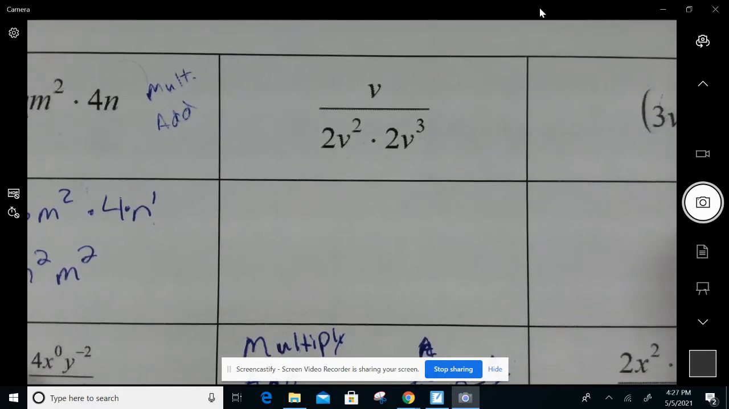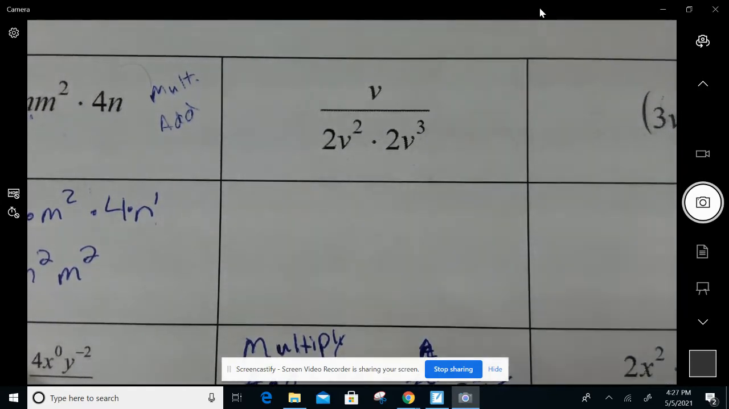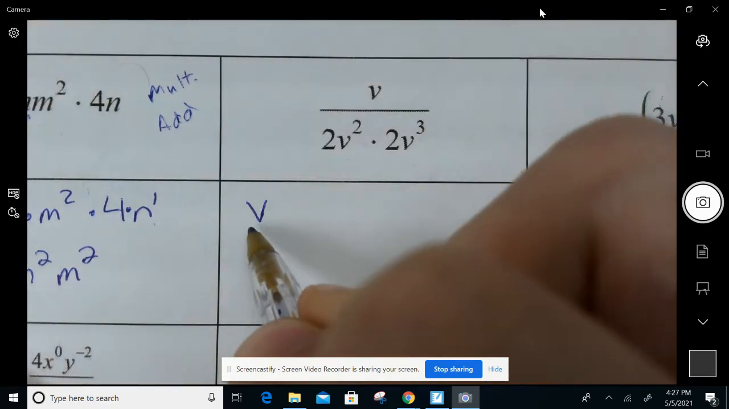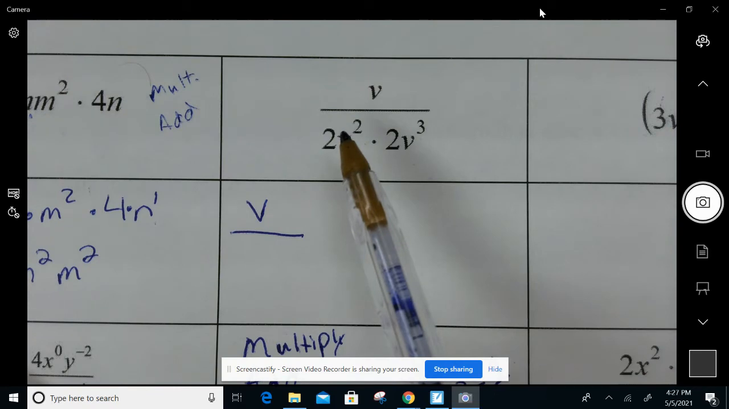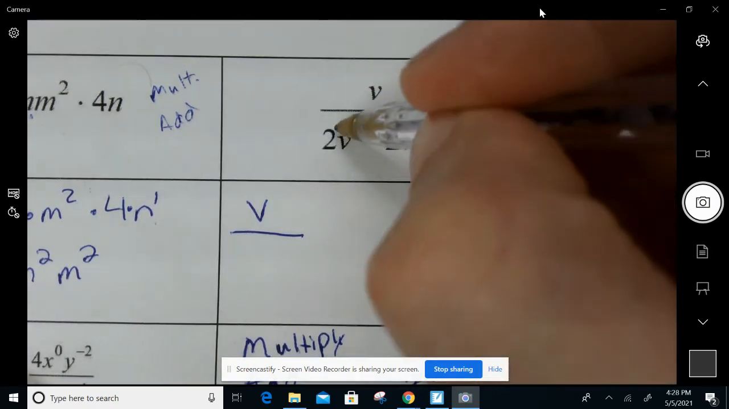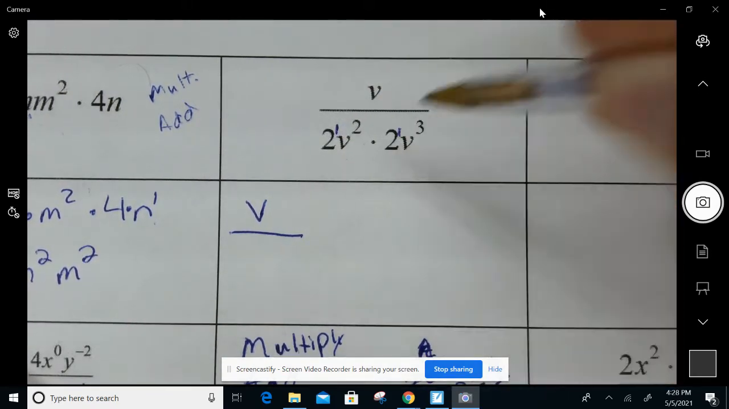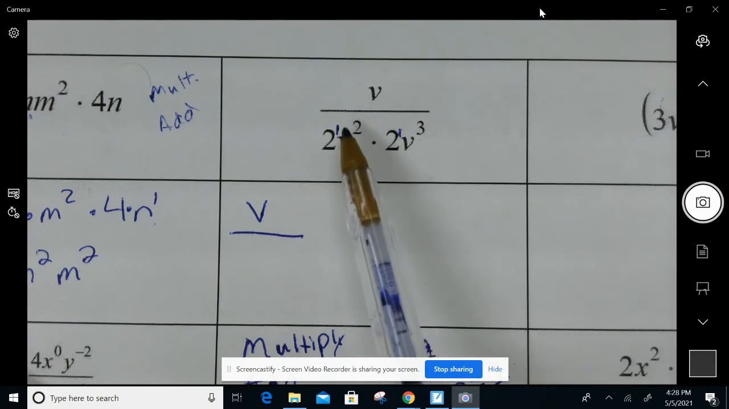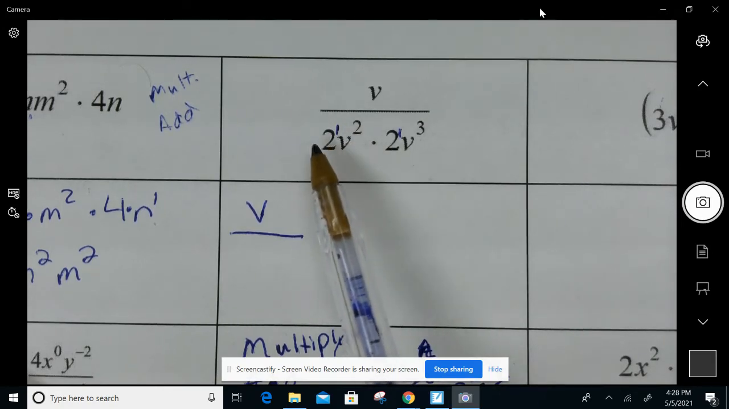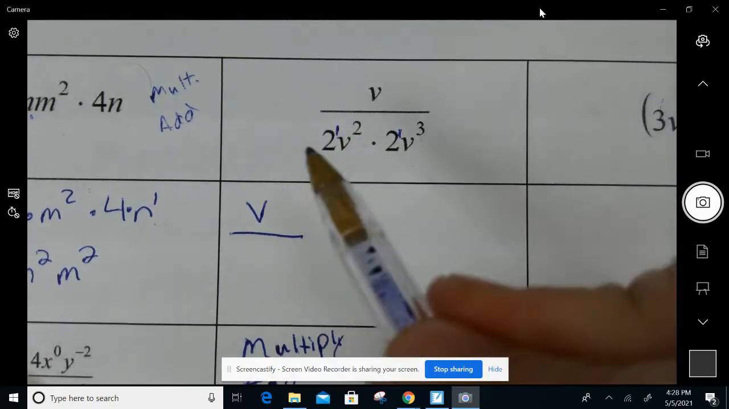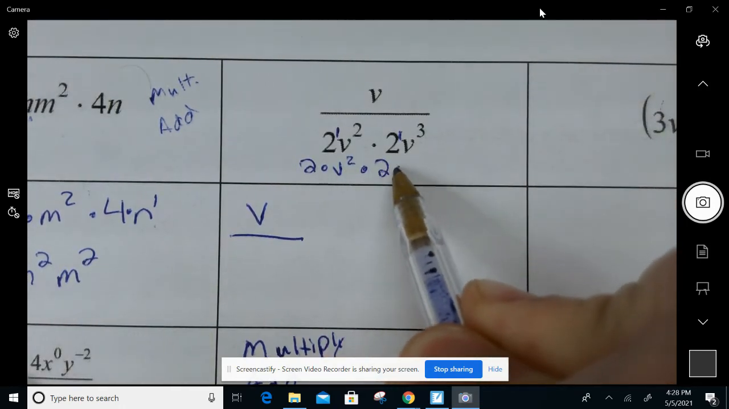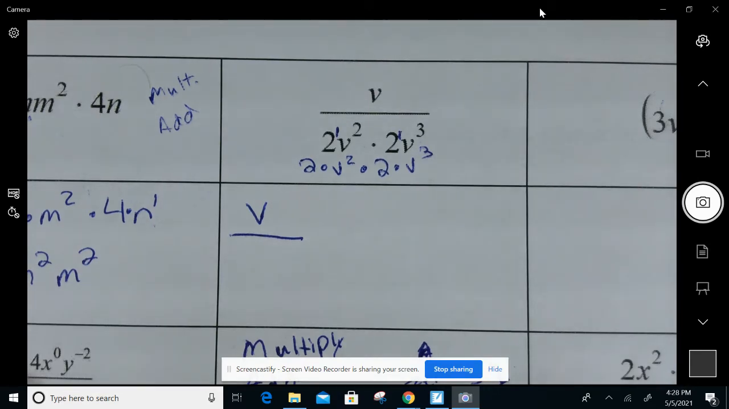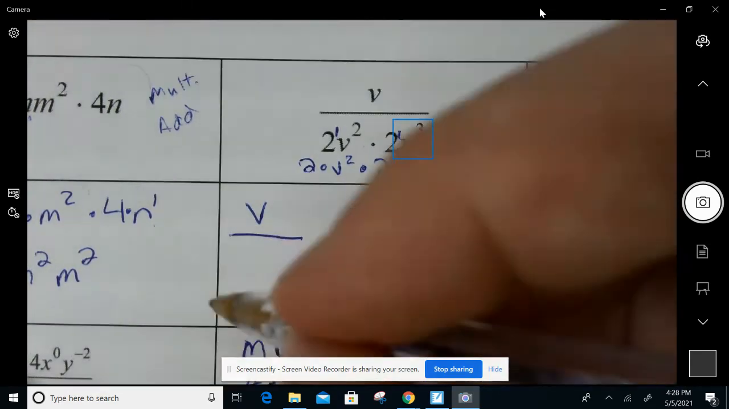So before we can divide, we have to simplify top and bottom. Top is done. This 2 is by itself. Same with this 2. That exponent does not go with the 2. I put a little 1 there to remind you. If you need to separate it like this, so you know these are all separate, that's fine. Okay. 2 times 2 is 4.